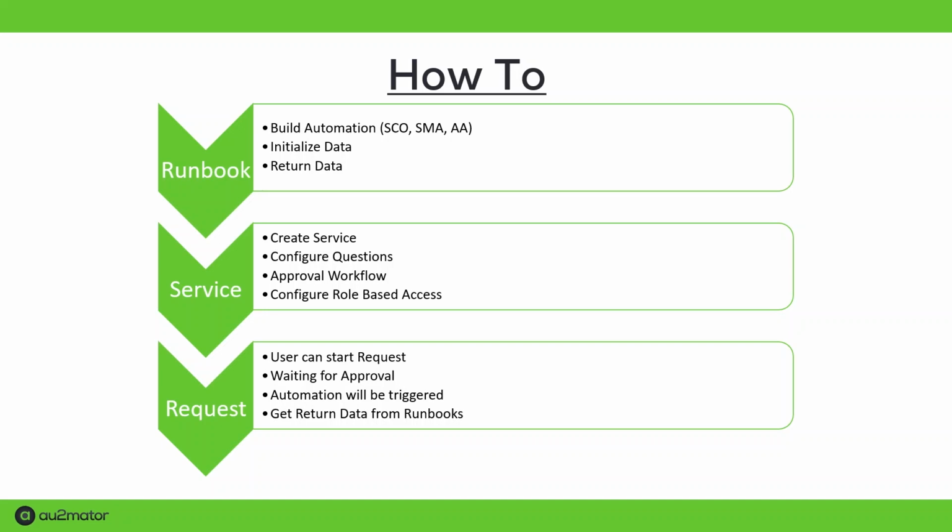Then the user can start a request. If it's configured, he needs to wait for the approval. Then the automation will be triggered, and the return data from the runbook will be returned to our portal, so the user can see the result.